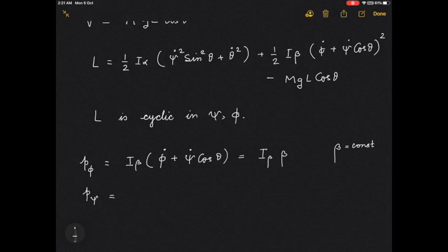So P chi is del L, remember that P phi is del L by del phi dot. So I forgot to write that down. Let me write it here. Del L by del phi dot, and P chi is del L by del chi dot. Right? So what is P chi? Del L by del chi dot.